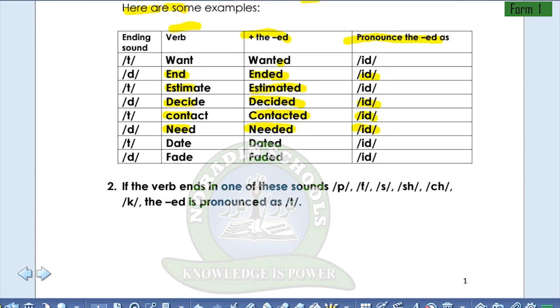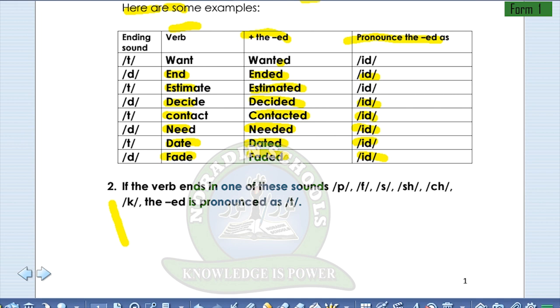Date, the next word is date. Though it has got an E at the end, the E is silent, it's lost. The word date has got a T sound at the end. Therefore, we pronounce it as id, dated. We add ed. The last word is fade, faded. Now, the second part is voiceless letters.